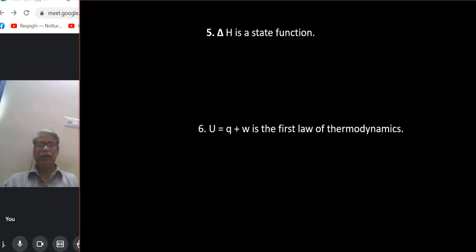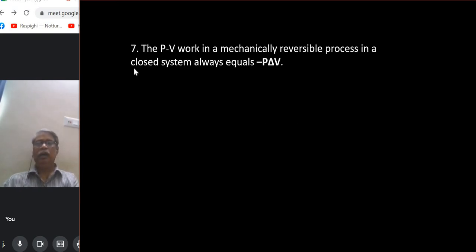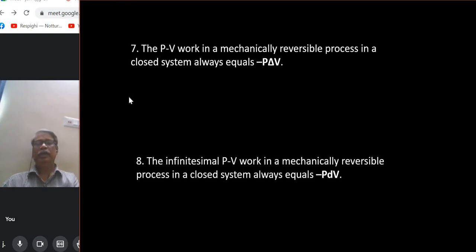The first law statement looks like U equals Q plus W. So again, it may seem very trivial to you, but again, let us see. The PV work in a mechanically reversible process in a closed system always equals minus P delta V. Well, the very related question: the infinitesimal PV work in a mechanically reversible process in a closed system is always minus PdV. So it seems that it starts from the basic definition of PV work, right?